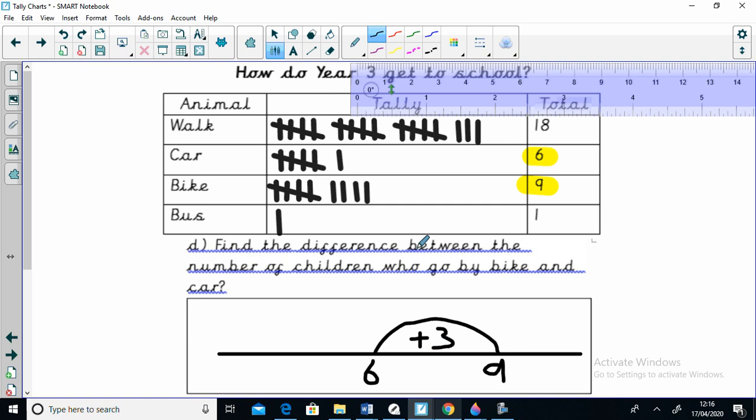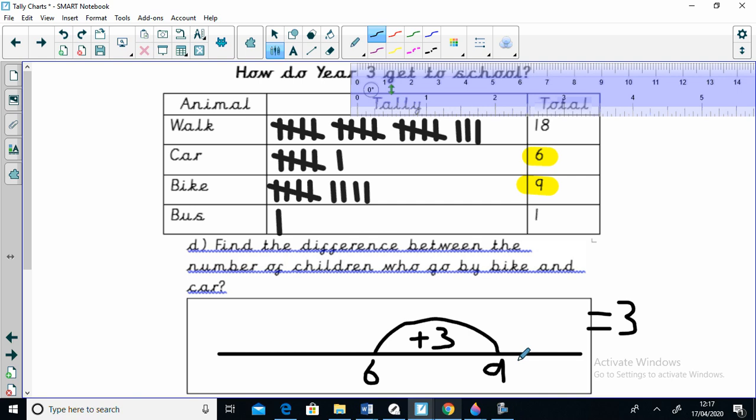So the difference between 6 and 9 is 3. So the difference between the number of children who go by bike and the children who go by car is 3. So my answer would be 3. 3 more children go by bike. 3 fewer children go by car. The difference is 3. And I used the number line to help me.